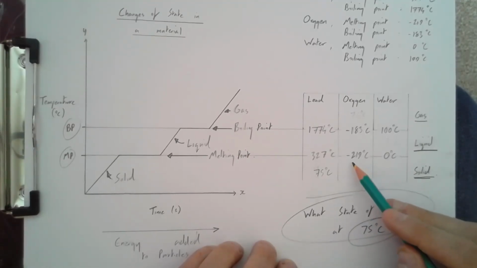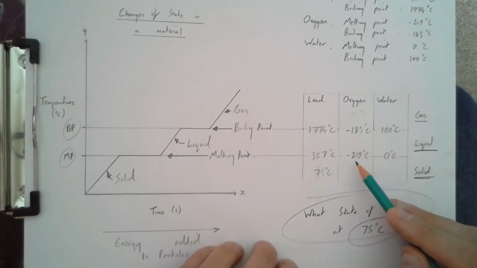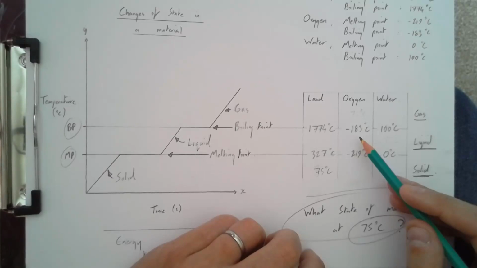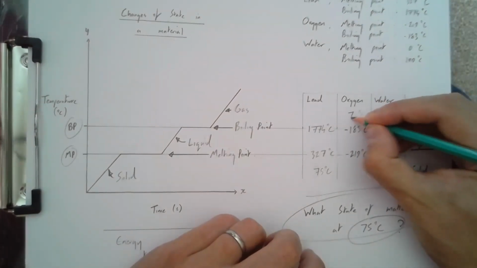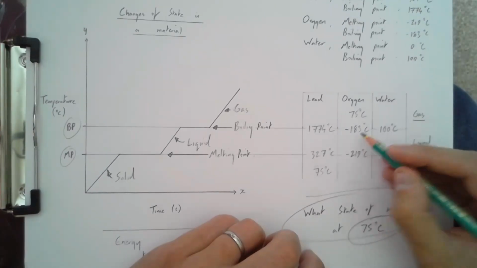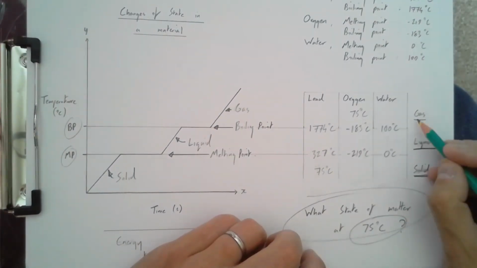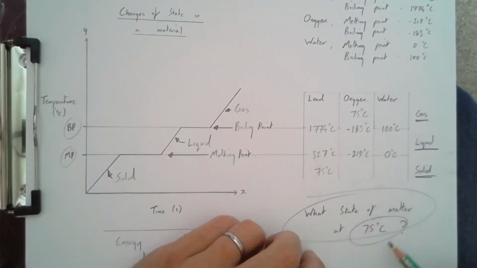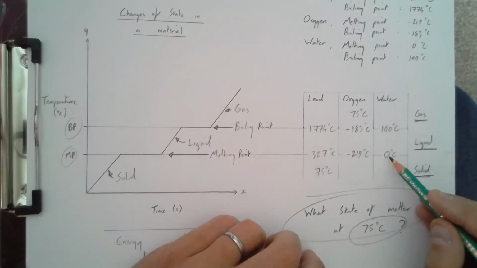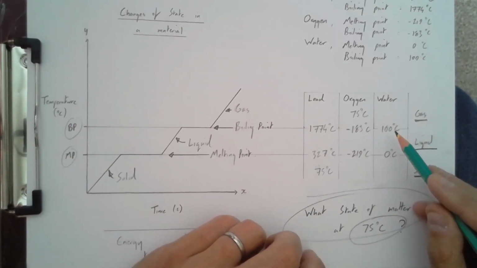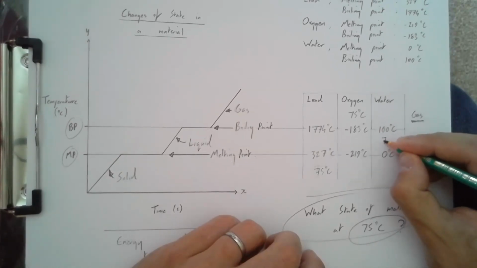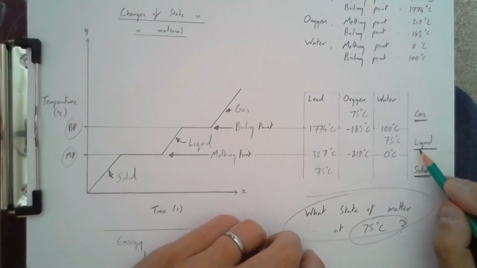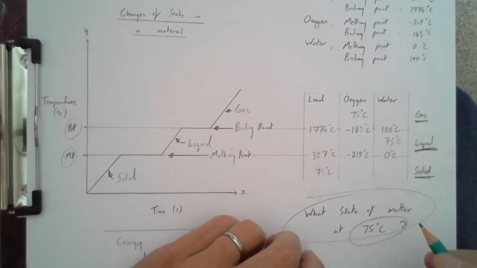Next up, oxygen at 75 degrees C. Now 75 degrees C is definitely a bigger number than minus 219, and it's a bigger number than minus 183. So we know that 75 degrees is bigger than the boiling point. Oxygen at 75 degrees is going to be a gas. And finally, water, 75 degrees C, bigger number than 0. Is it bigger than 100? It is not. So it's going to be between the melting point and the boiling point, which means that water at 75 degrees C is a liquid.